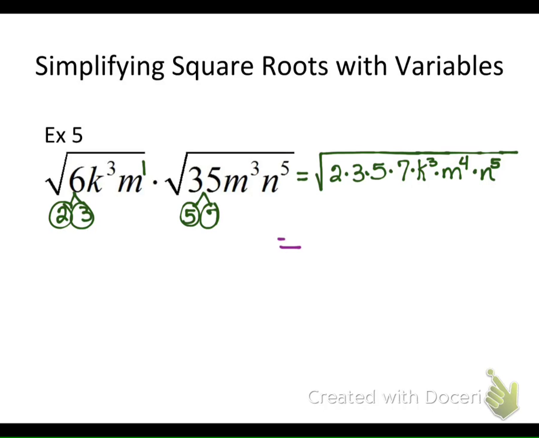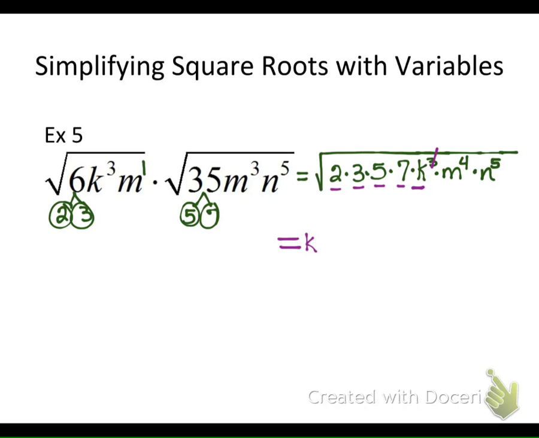Now from here, do I have any factor pairs? No. So all these numbers are going to stay on the inside. Then we go to the variables. K to the third, odd or even? K to the third is odd. So I know I'm going to have one K left. Take 1 away from 3, you get 2. What's half of 2? 1. So I'm going to have K to the first. Do I need to write that 1 there? No.